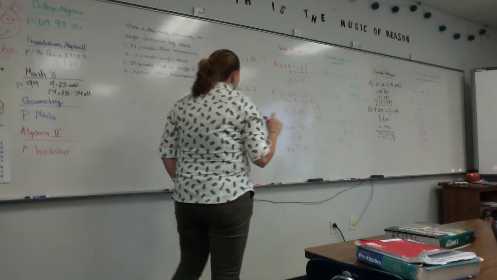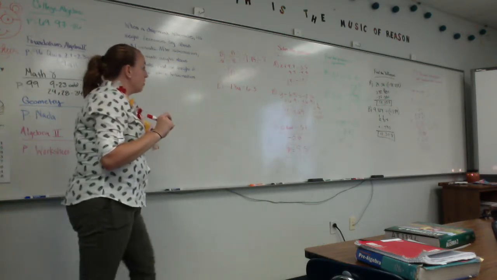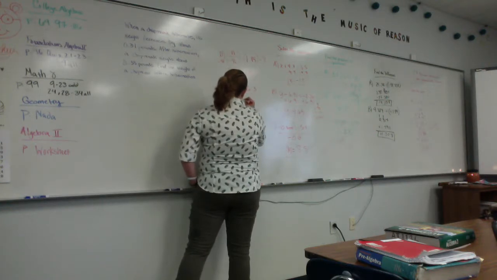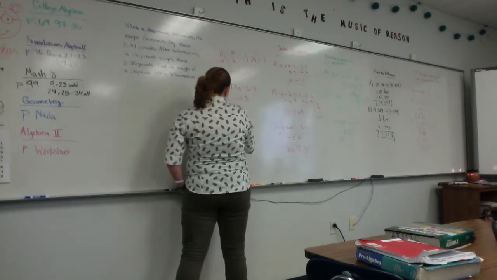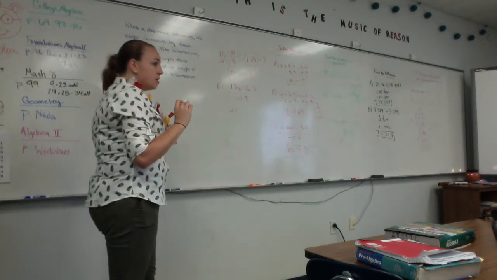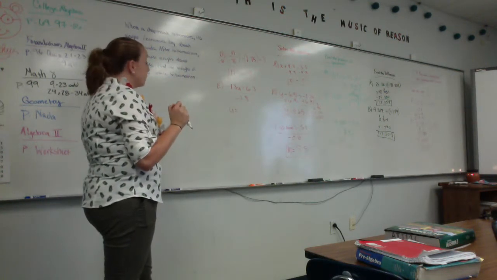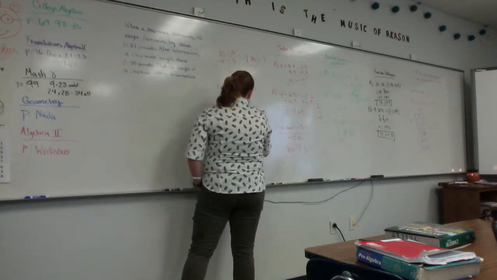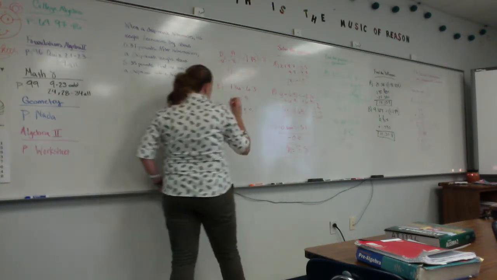Okay. And how do I solve negative 1.8u equals 6.3? Divide by negative 1.8. And what does u come out to equal? Negative 3.5. Okay, last type of thing you'll have to do in your homework tonight are word problems.